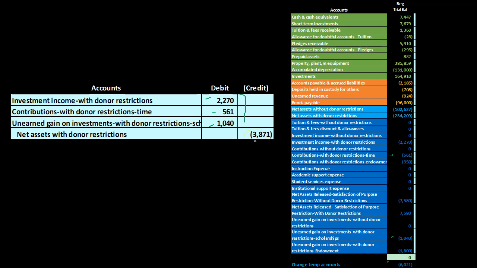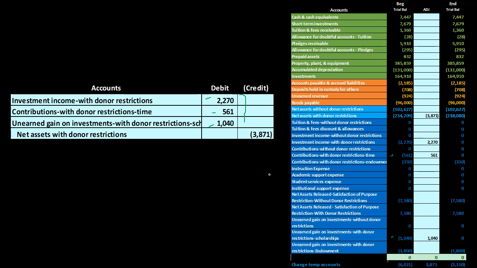It's going to what would be similar to retained earnings or a capital account for a corporation or a sole proprietorship. This being here, however, net assets with restrictions. So if we were to post this out, it would look something like this. We would have the investment income with donor restrictions. It's got a credit in it. We're going to debit it, making it go down to zero. We've got the contributions with donor restrictions. It's got a credit in it. We're going to debit it, making it go down to zero. We've got the unrealized gain on investments. It's got a credit in it. We're going to debit it, making it go to zero.